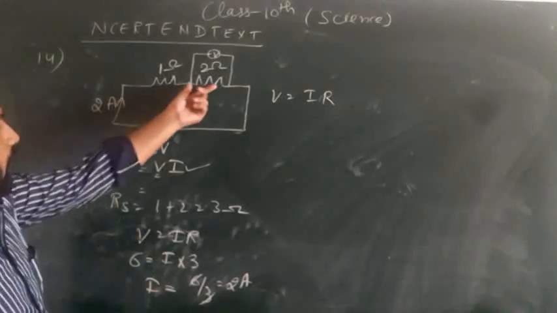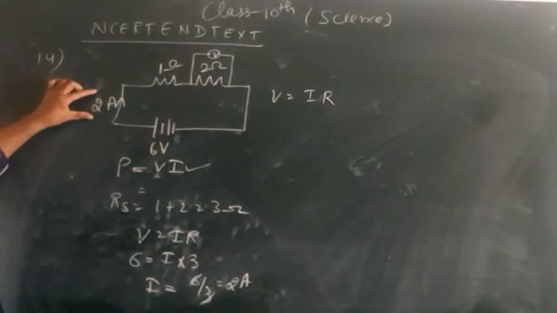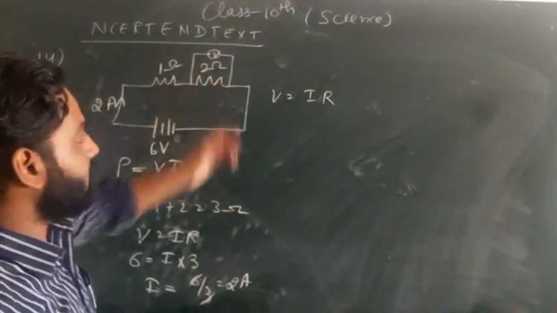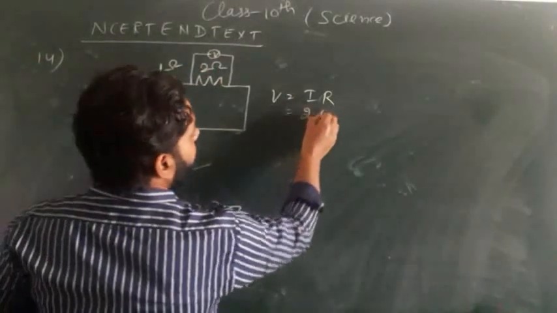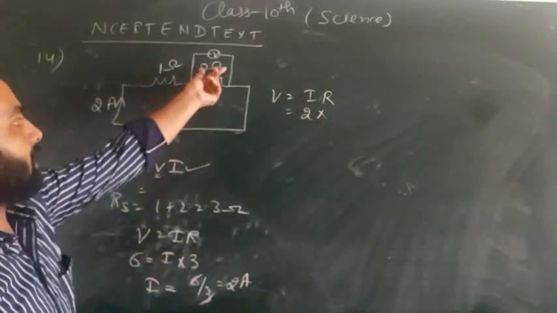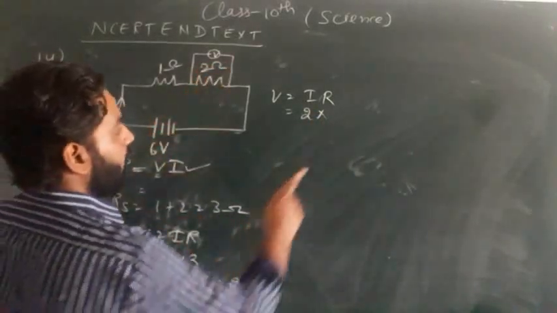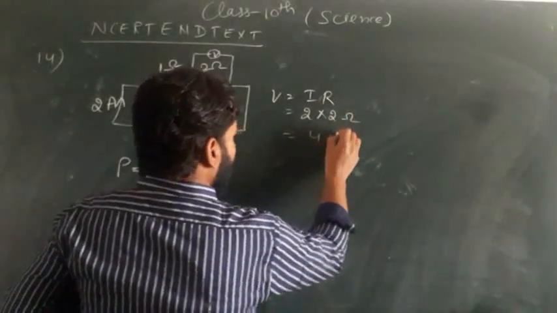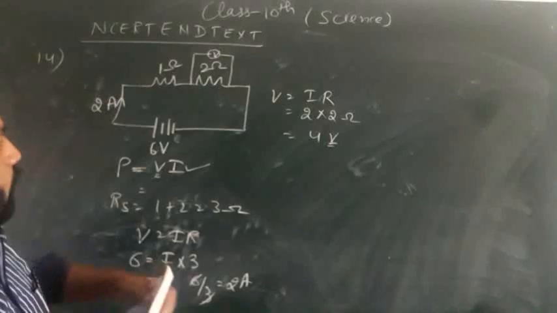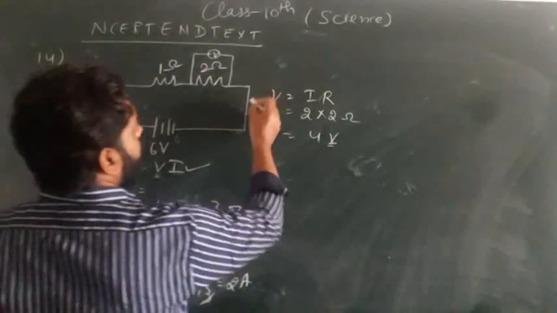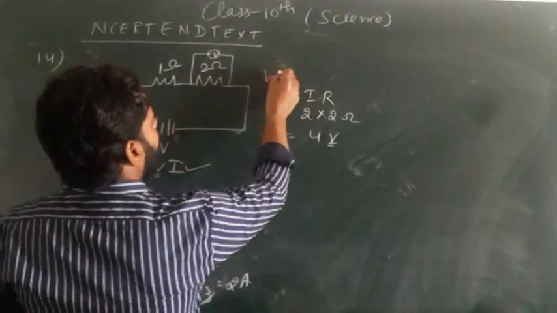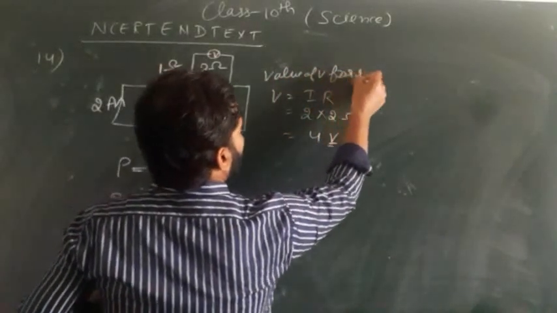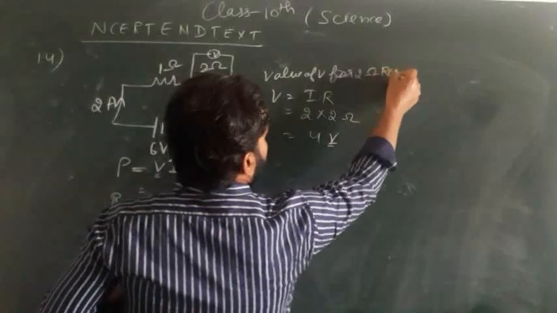What is the current flowing through that resistor? Because here the current comes out as 2 ampere, so I for that is 2 ampere. So that comes out to be 2 into R, and the resistance of that is 2 ohm. So the value comes out to be 4 volt. So this is the value of V for the 2 ohm resistor.